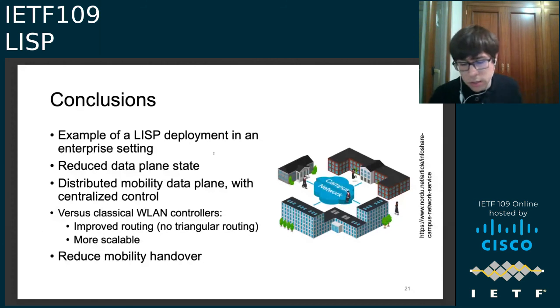And that's all. In conclusion, we presented an example of a LISP deployment in a private setup. We have shown how LISP can be used to reduce data plane state, and how we created a distributed mobility data plane. When we compare this setup to the classical VLAN controllers, we have improved routing because we are not sending traffic to the VLAN controller and back to the network. And also, this makes it possible to scale better. And also, we have shown how it can reduce the mobility handover.